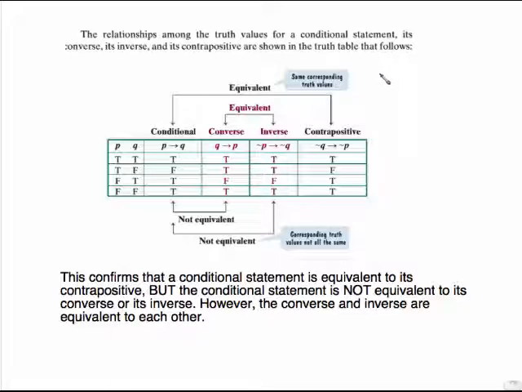And this is just a truth table chart to show you what I mentioned a couple of screens ago, and that is this confirms that a conditional statement is equivalent to its contrapositive. See, everything here is in the same chart. Here's the truth table for the conditional, the truth table for the contrapositive, and you can see that the first column and the last column are the same. These are the truth tables for the converse and the inverse, and you can see that these two columns are the same. And that's telling you that the converse and the inverse are equivalent to each other. But the converse and the inverse are not equivalent to the original conditional.